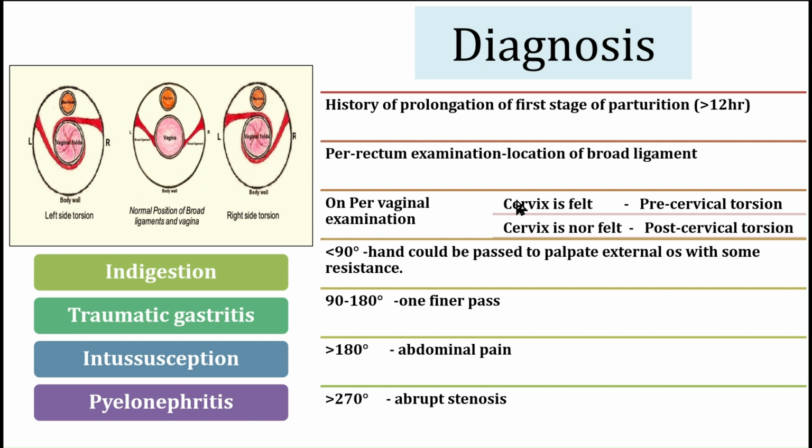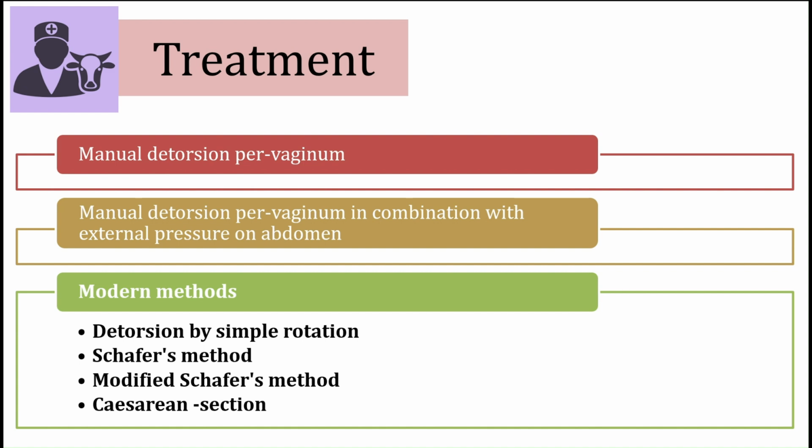Apart from that, in any case of uterine torsion, we should do some differential diagnosis. We should rule out indigestion, traumatic gastritis, intussusception and pyelonephritis. Then after confirming the case of uterine torsion, either post-cervical, right or left-sided, we should go for treatment.